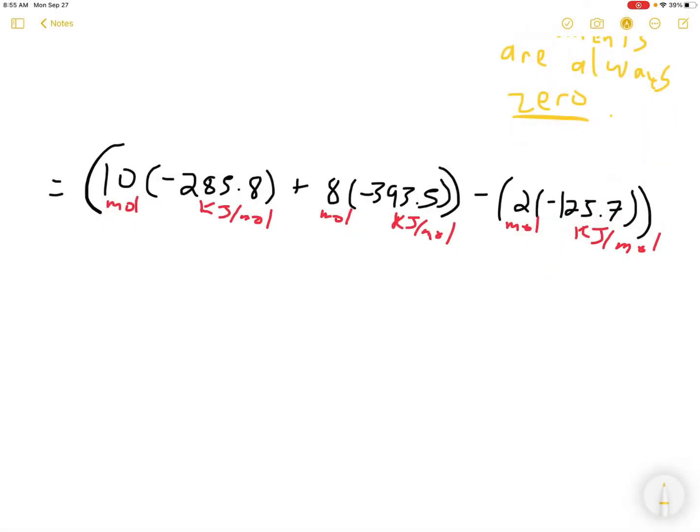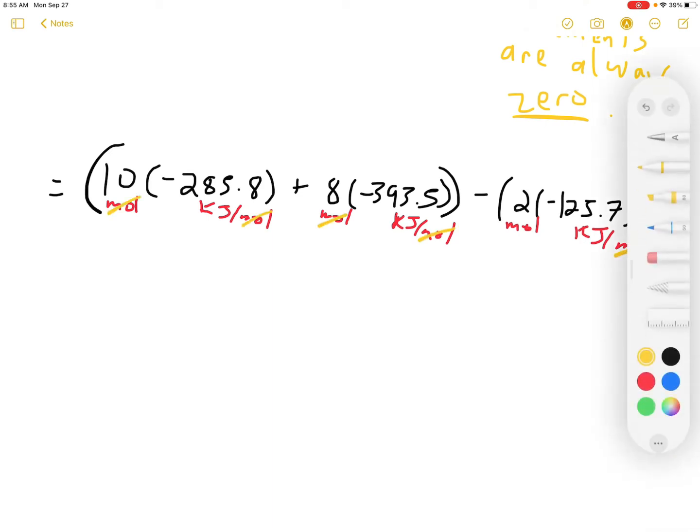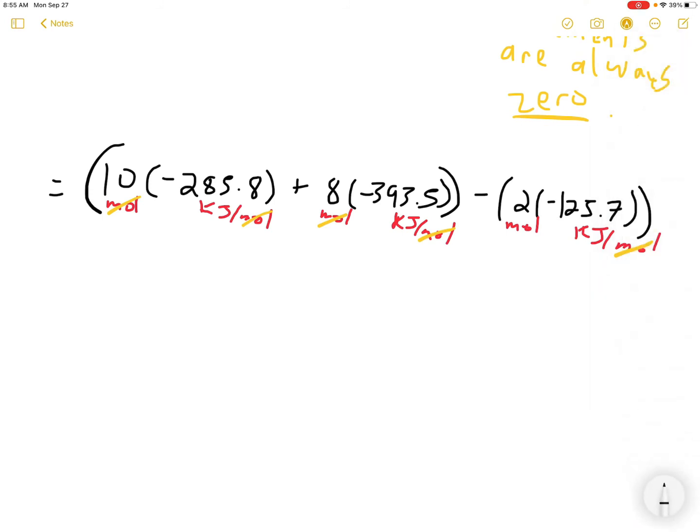So you plug in all of these values. Now remember that the coefficients in the balanced chemical equation represent the number of moles of that compound, or the mole ratio. And so all the mole values would cancel out. We would plug this into our calculator and we would get the following value.